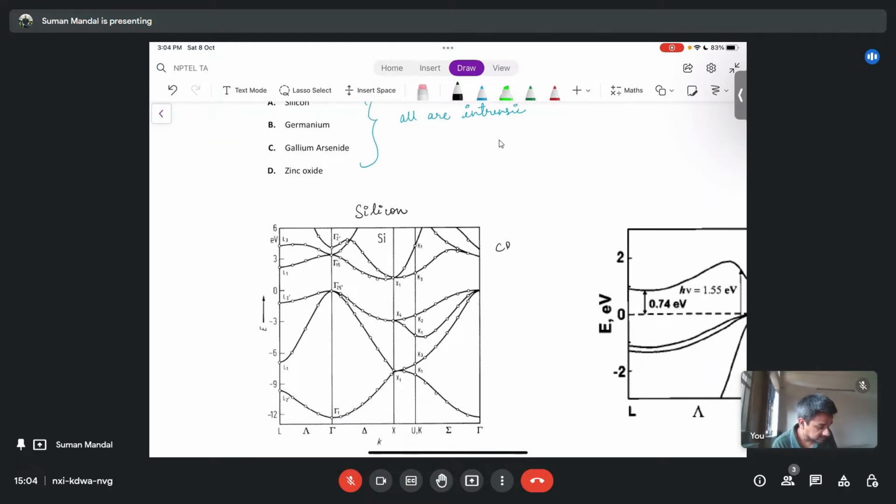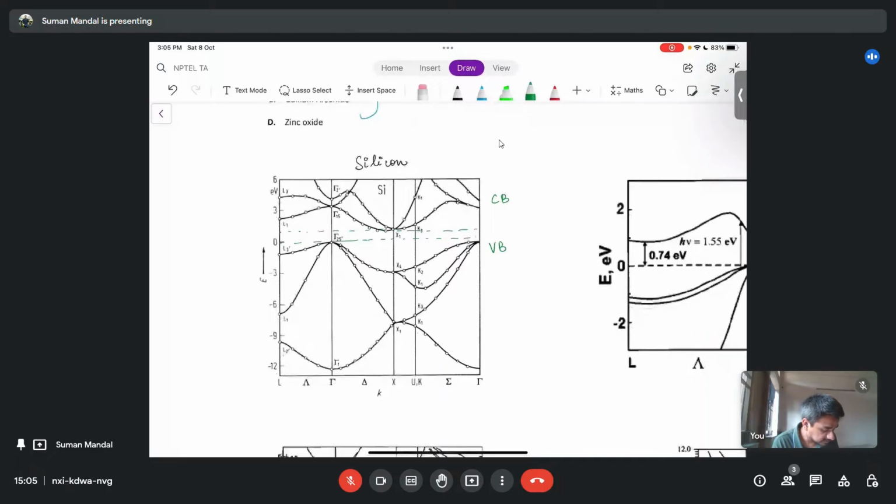This is the conduction band, and this is the valence band. We see where the conduction band minimum and the valence band maximum are. If they are at the same position in reciprocal lattice space, having the same crystal momentum, like ħk, then it is a direct gap.